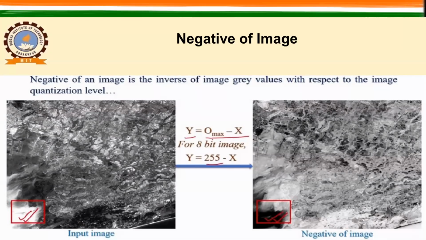Here you can see the difference. This is the original image, and this particular area was brighter, but now you have a darker portion. Why did it happen? Because it is just the negative of the image, as we are subtracting from the maximum value of your image quantization level. That gives you the negative of the image, not an inverted image. Inverted is something like a flip.